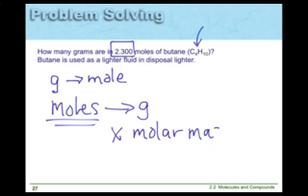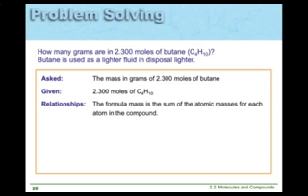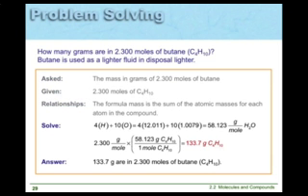So in this case, the compound I'm looking at is butane, C4H10. 4 carbons, 10 hydrogens. Each carbon weighs 12, that's 48. Each hydrogen weighs 1. 10 hydrogens is 10 more, so 48 and 10 is 58. Now, I'm going to multiply that molar mass by 2.3 moles. Let's check it out. There's my 2.3 moles. Now, it shouldn't say grams per mole, but just moles.